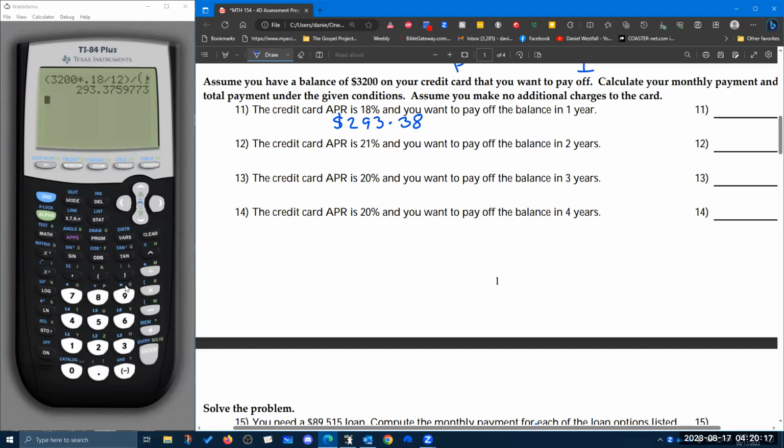Let's go ahead and try that again now with the interest changed to 21%. And the balance needs to be paid off in 2 years. So those are the only things that changed in my formula. That makes my payment $164.43.